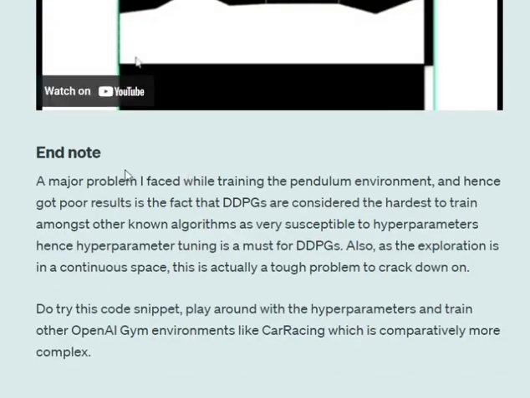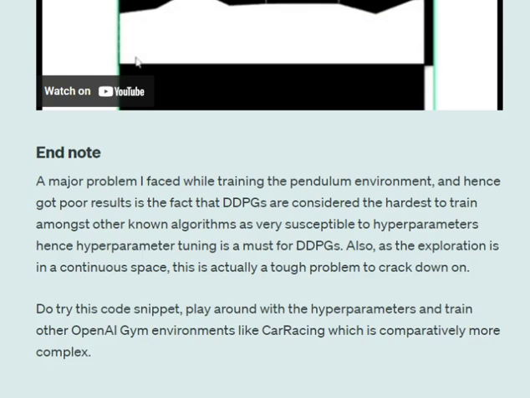Now talking about the end note after the training part. So eventually I used this code snippet to train my Pendulum v1, but the results are poor. On exploring over the internet, I figured out that DDPGs are very hard to train because of two major reasons. One is that they are very susceptible to hyperparameters. If you have seen, we were using a number of hyperparameters, be it gamma, be it tau. So tuning hyperparameters is very important.